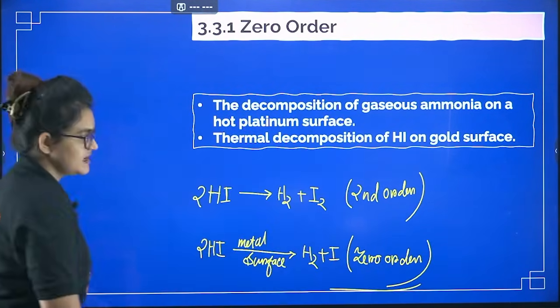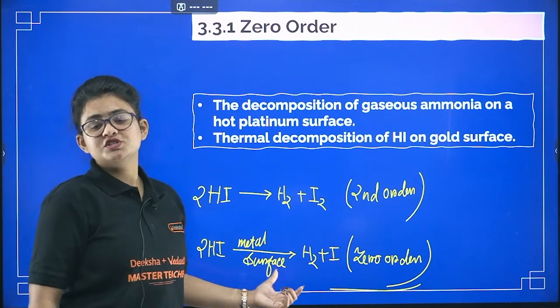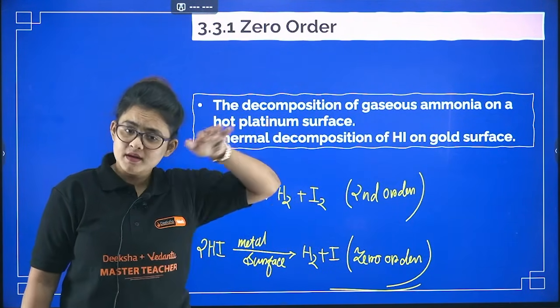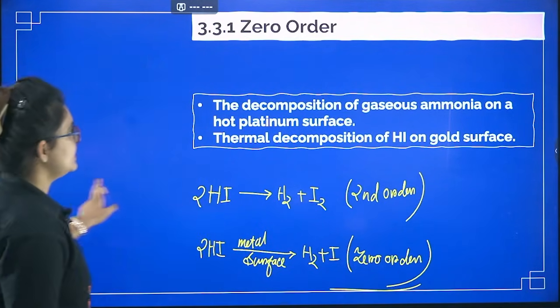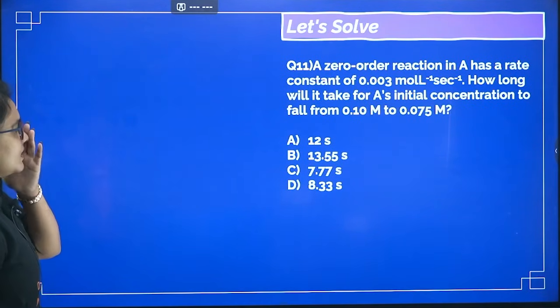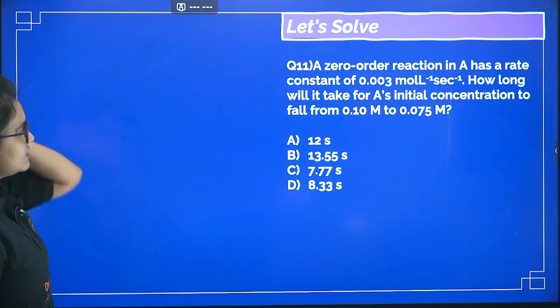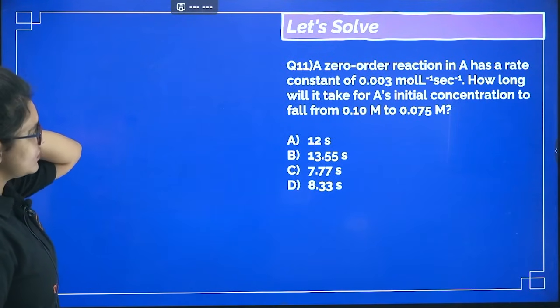Remember this difference. Any reaction, any decomposition of gas, if it is taking place on a metal surface, then mark it as a zero order reaction. I guess it's clear. Let's proceed. Here is one to solve. A zero order reaction, A, has a rate constant of this.